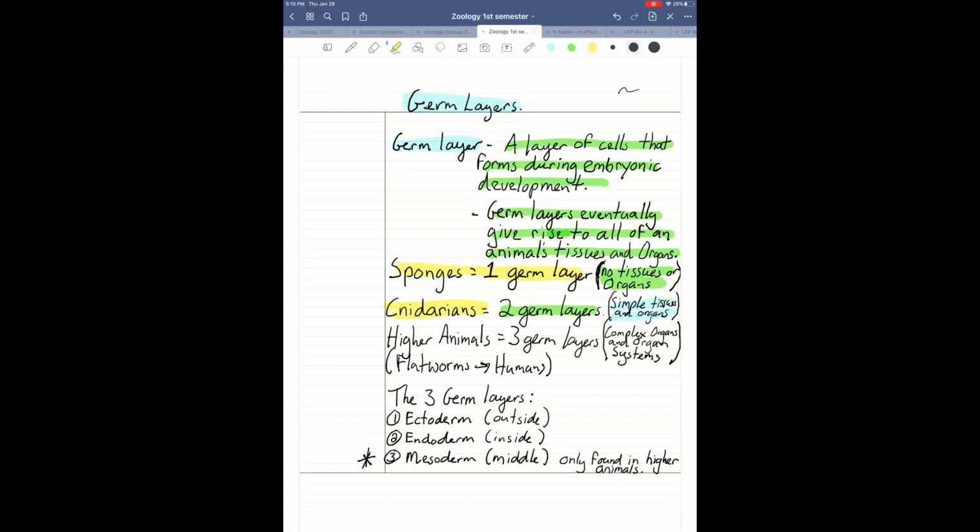Now higher animals, and when I say higher animals, what I'm talking about are flatworms that we're getting ready to study all the way up through us humans. So higher animals have three germ layers, and they use these three germ layers for more complex organ development and organ systems, ones that you're kind of more familiar with.